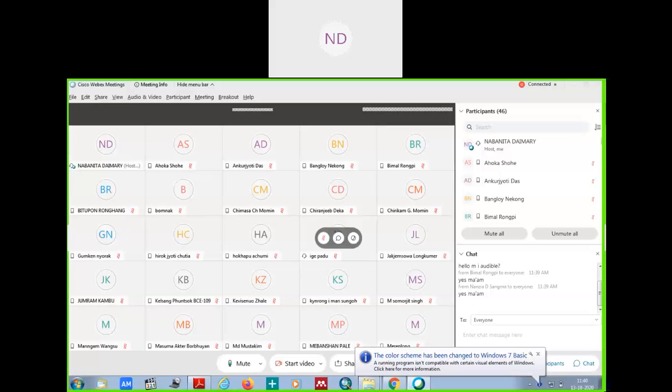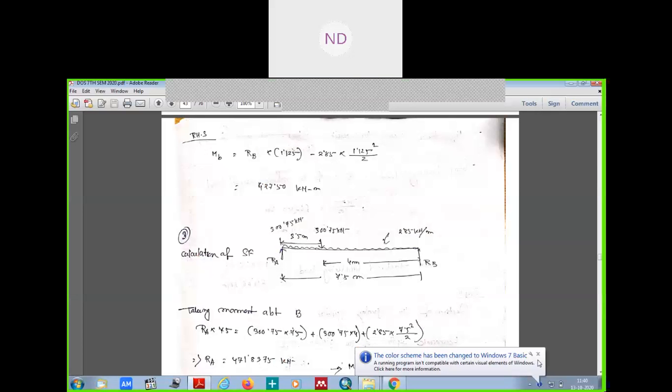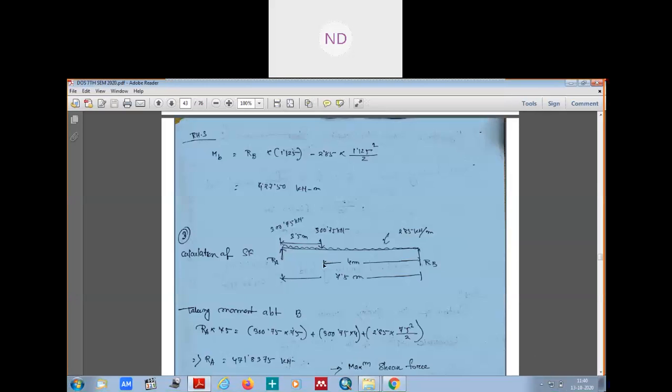Okay, we were here for finding out the shear force. So now the next step is to calculate the shear force in the gantry girder.